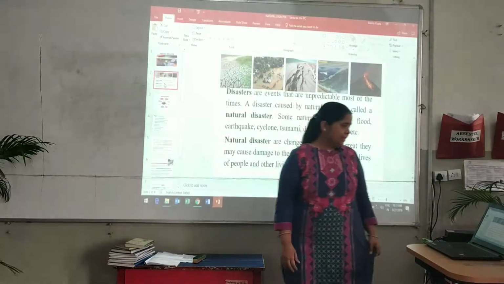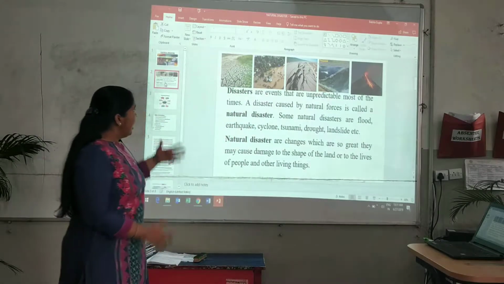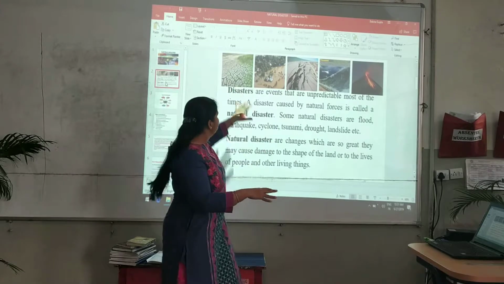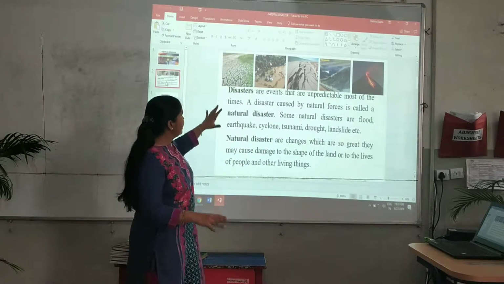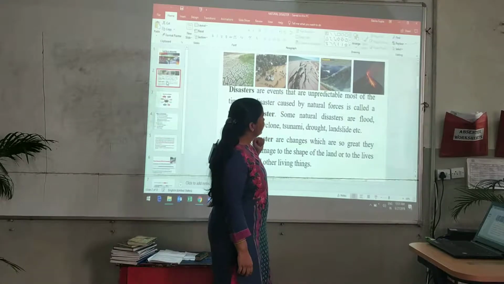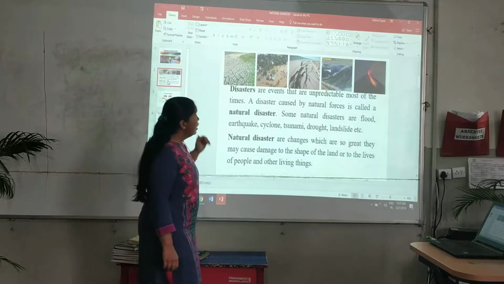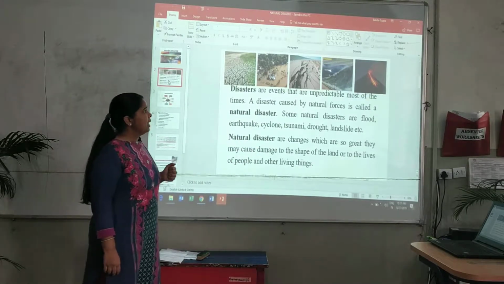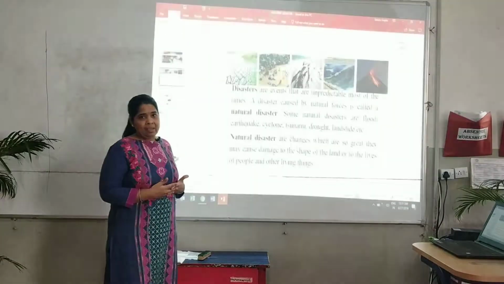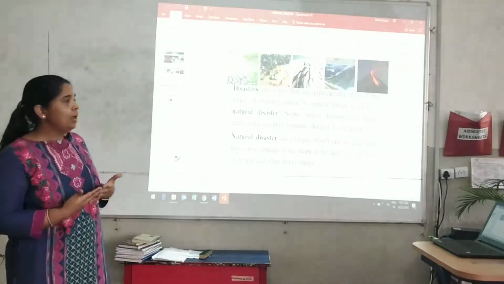So, natural disaster. First, we are going to understand what are disasters. As you can see in the pic, this is an earthquake where the rocks or the floor has been visible with the cracks. Here it is flood, here is a volcano, and these are tornadoes or tsunami pictures. So, disasters are events that are unpredictable, which we cannot predict most of the times. We do have the warning system, but still they are mostly unpredictable.